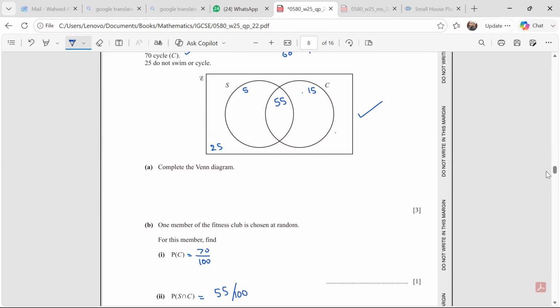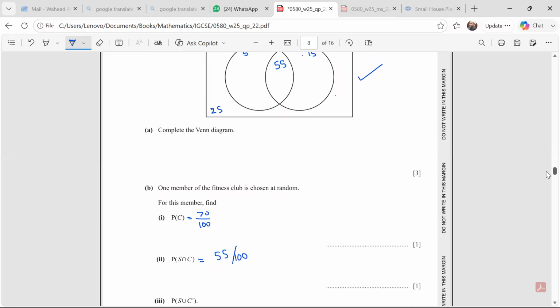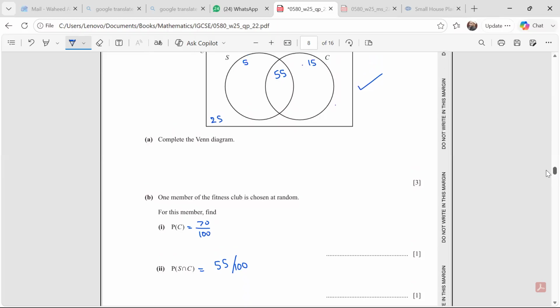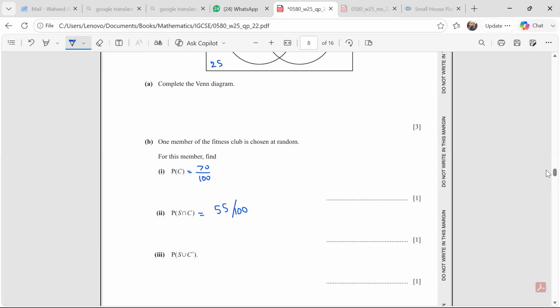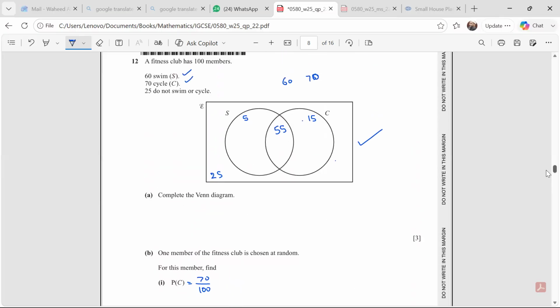Now, the third one is the probability that people are in swimming but not in cycling. You see what this expression is telling you? Swimming and not in cycling, right? It's not and, but it should be or. It's people are in swimming or not in cycling. Okay, so this is interesting.